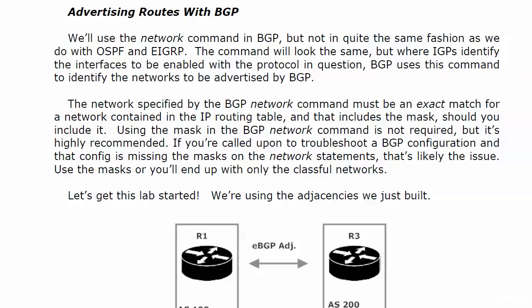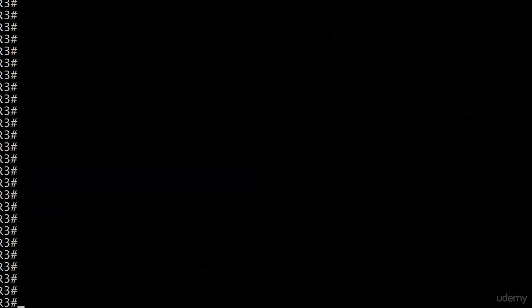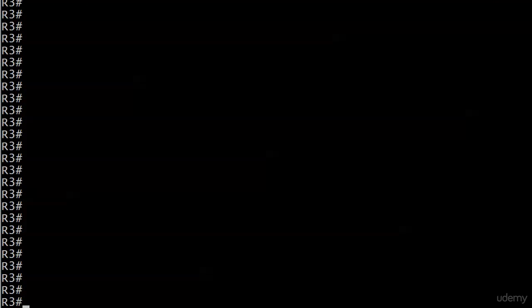Now, we're going to get this lab started. We're going to use the same adjacencies that we just built, and we're still using the loopbacks. And what we'll do first is advertise R3's loopback via BGP. So let's bring our live equipment up, and we will do just that.